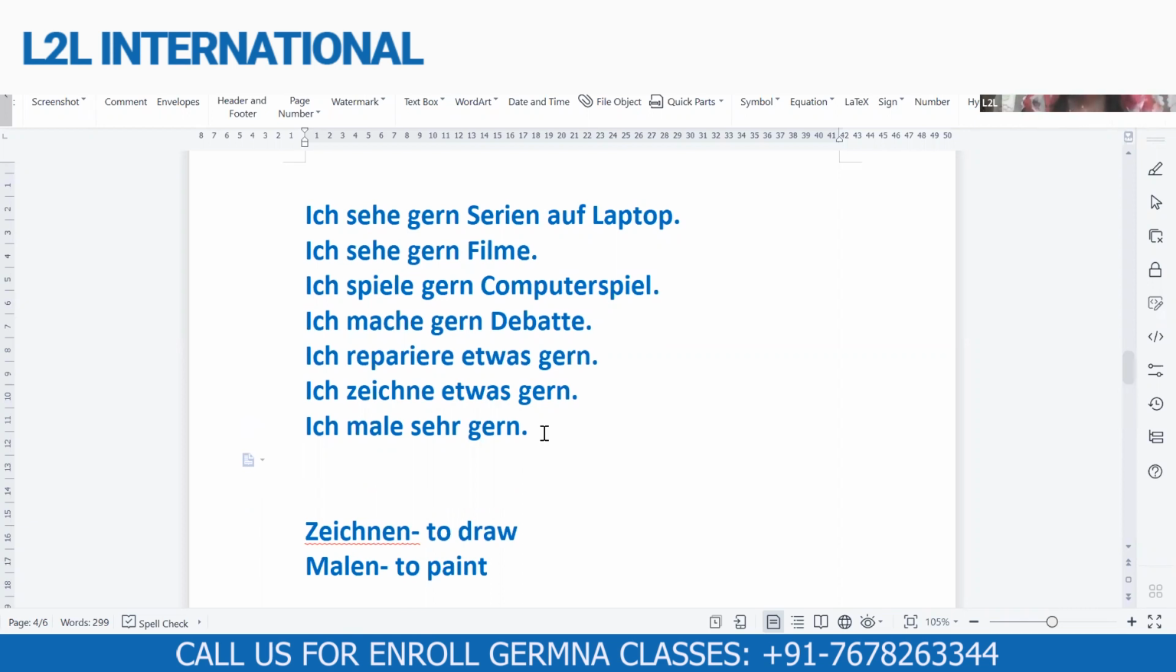Anything else here? Any common word? Let me see if I remember something. I don't think so. Yeah, that is okay. Ich zeichne sehr gern. Oder ich male sehr gern. Okay.